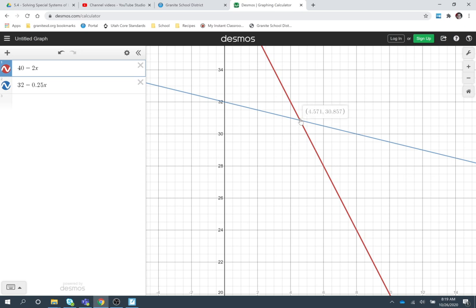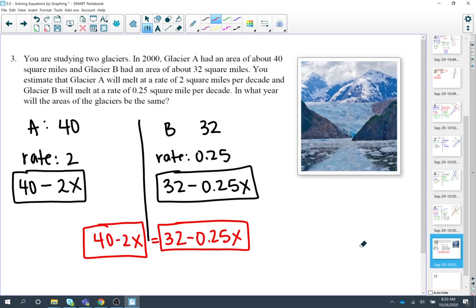Just click right on there and hover. 4.571, 30.857. Now, more importantly, x is 4.571. That's what I want. So that's telling me that after 4.571 decades, both of my glaciers are going to have an area of 30.857 square miles. Okay, they've already substituted it back in. So we can record that.